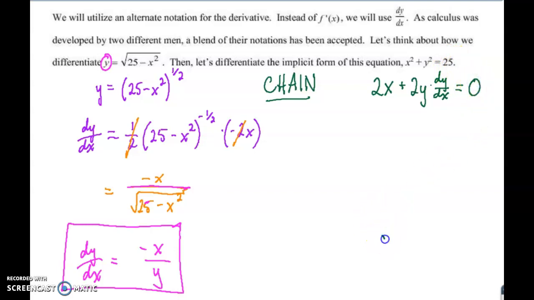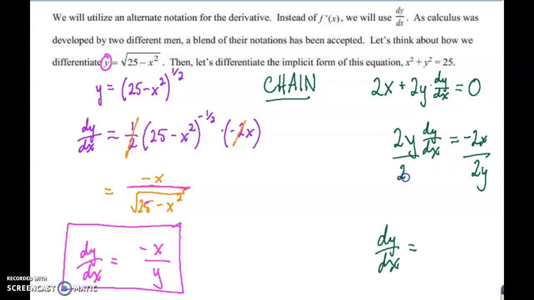So now if I'm asking you to solve for dy/dx, what you would want to do is subtract the 2x over, and then divide by 2y.